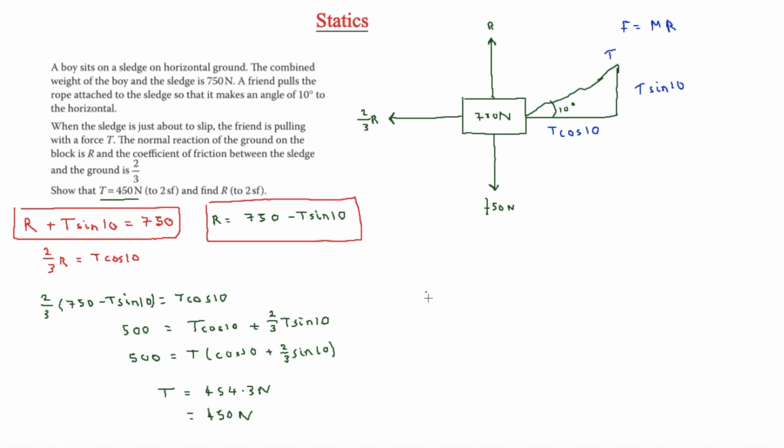So therefore we can say that R is equal to 750 minus, and then we'll be using the actual value of T, not the simplified one, so 454.3 sine 10. So therefore R is equal to 671.1, which is 670 newtons to two significant figures.